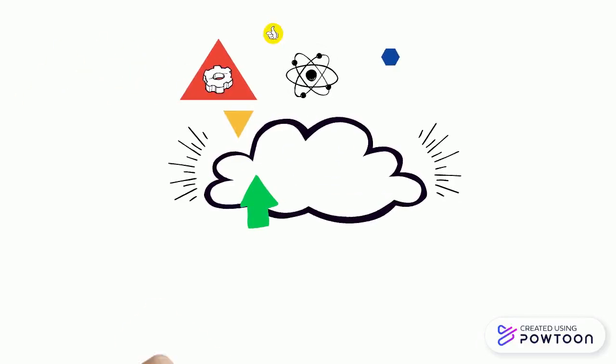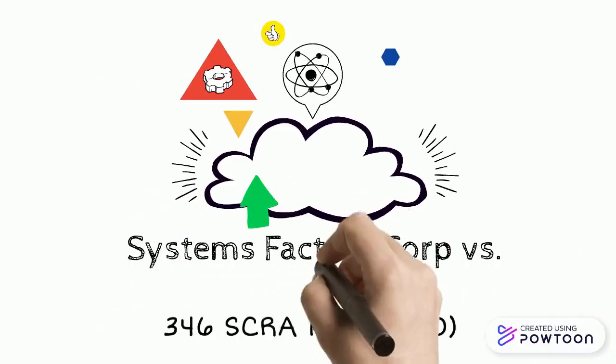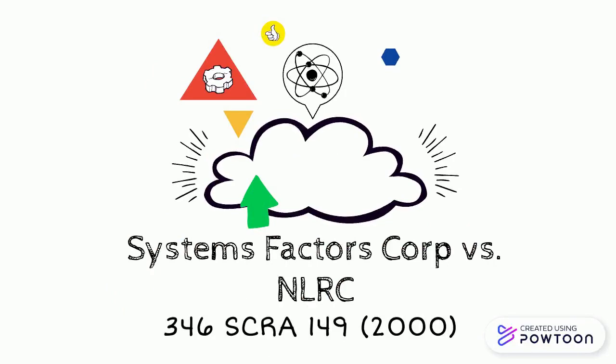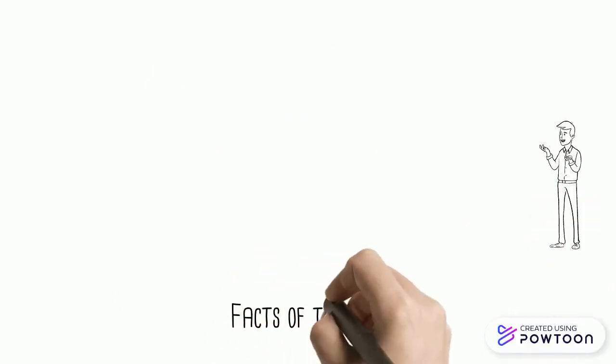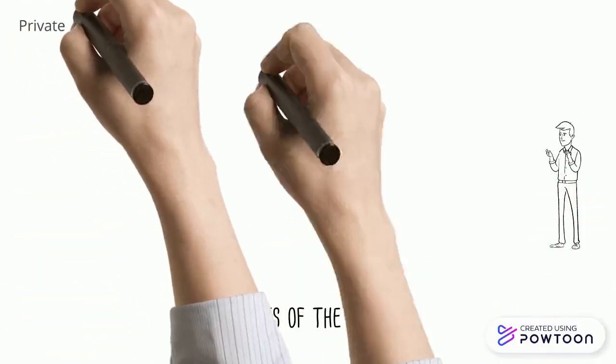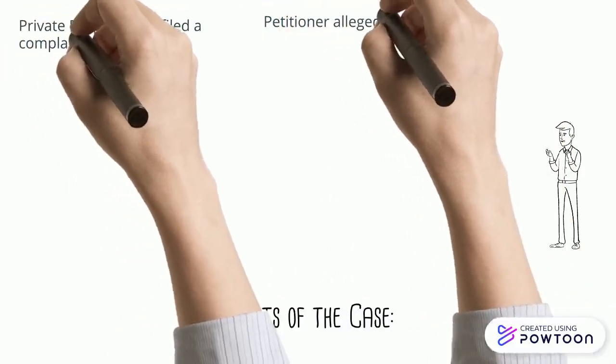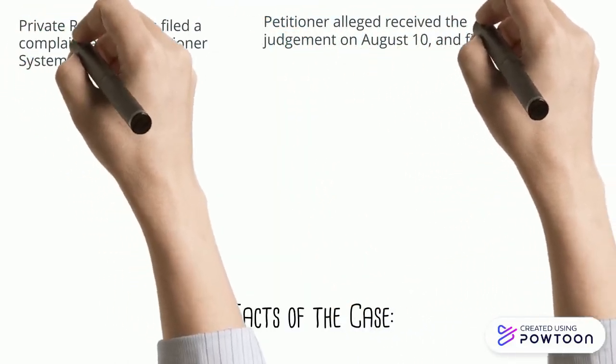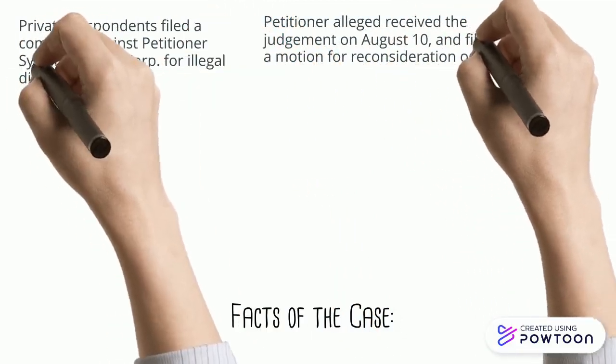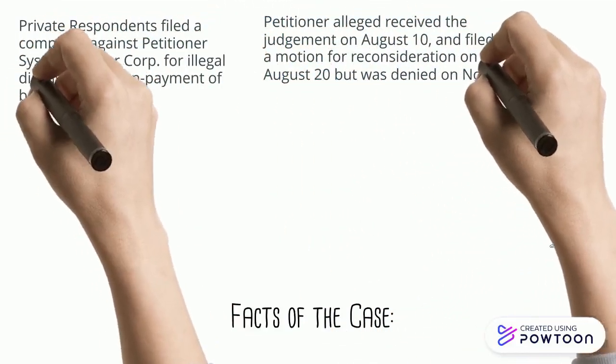Today we'll be discussing the case of Systems Factors Corp versus NLRC. The facts of the case are as follows. Private respondents filed a complaint against petitioner Systems Factor Inc. for illegal dismissal and non-payment of back wages. The labor arbiter rendered the judgment favoring the respondents.